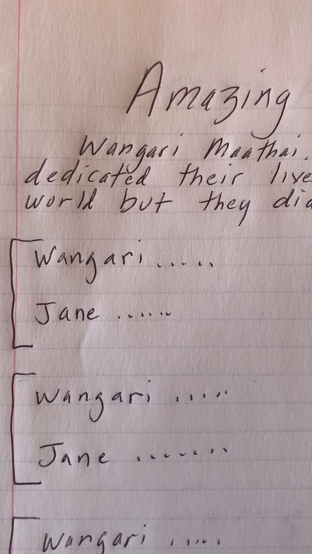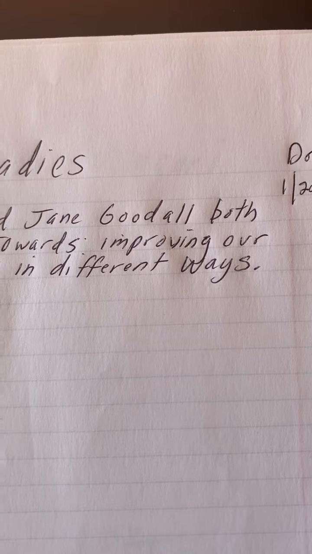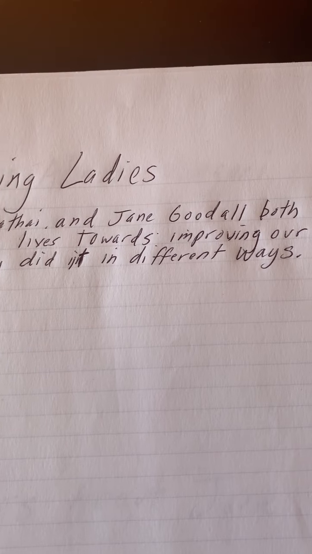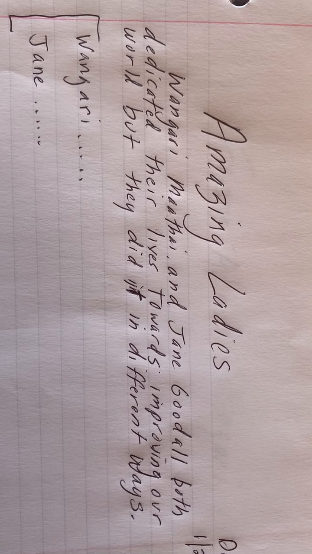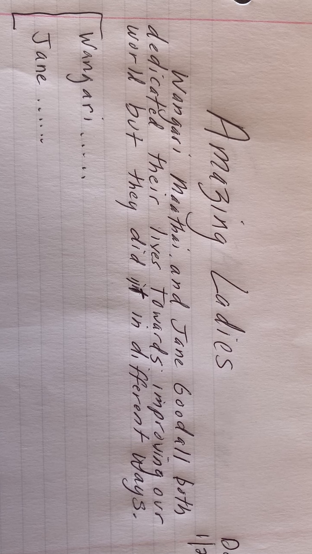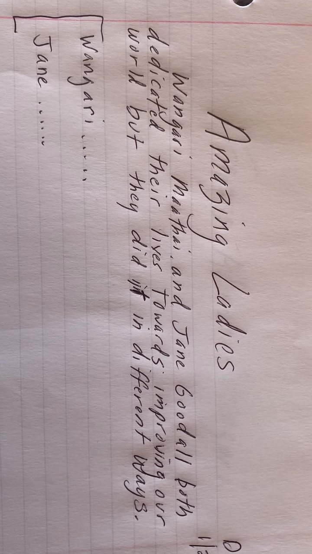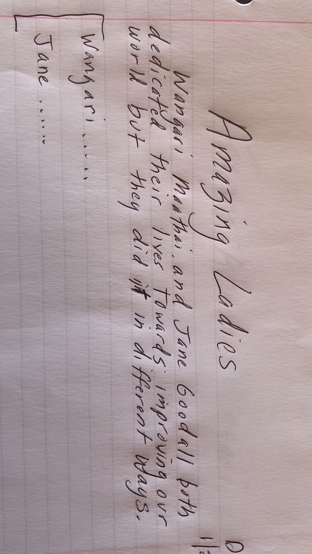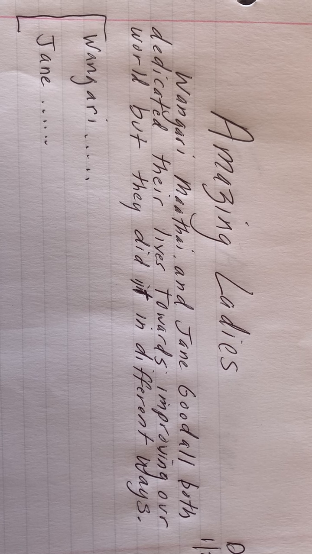So what I'd like you to do is write out this sentence the same exact way Dr. O did. So as you see, Wangari Maathai and Jane Goodall both dedicated their lives towards improving our world, but they did it in different ways. So what I'm going to do is pull back a little bit. Actually, I'll turn my camera. It gives you a little better view, and hopefully you can read that. Write that sentence, indent that sentence, write from margin to margin. That's the light red line you see on either side of your page. So you're setting up your notebook for your rough draft essay.